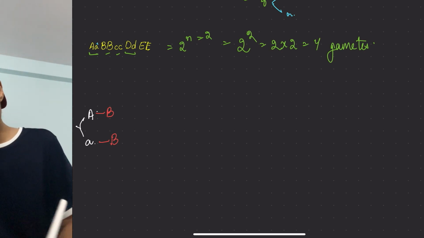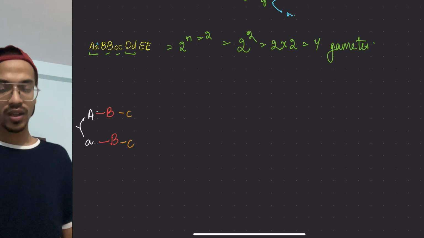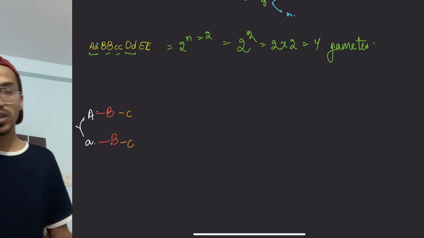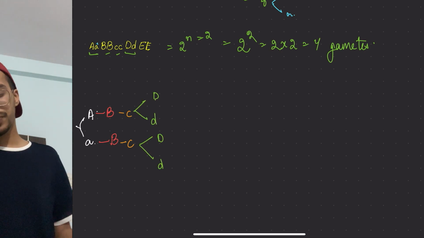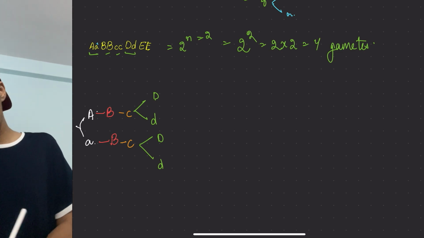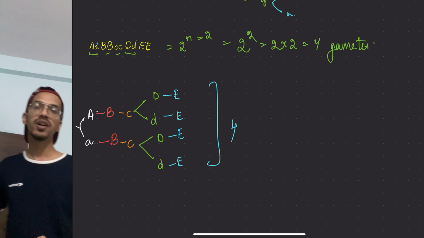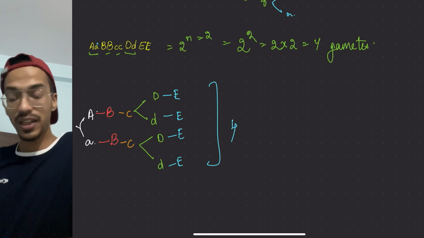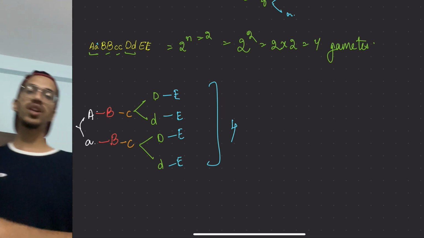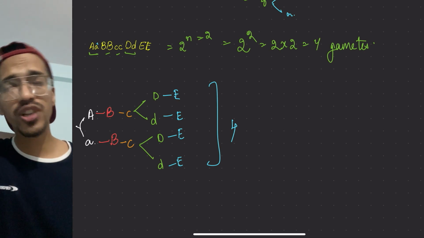Then for C also they have only one option, that is small c. But now the options for D would be two. What are they? Capital D, small d. With respect to E, again the option is just one, so they will have this. So these are the 4 types of gametes for this one. I hope this thing is understood. If not, then let me know in the comment section. I will make a short video for it and share it with you.